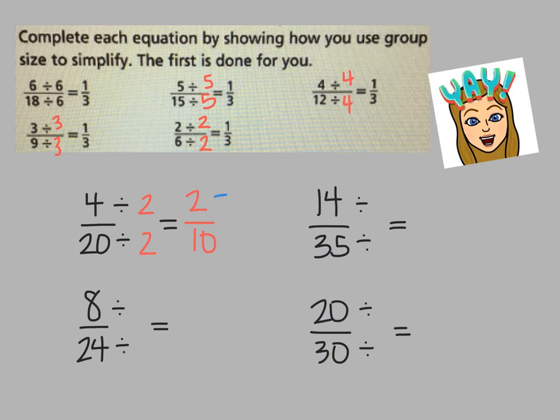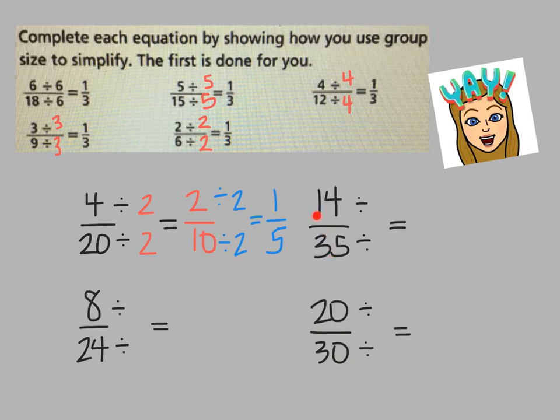So 2 divided by 2 and 10 divided by 2. I can simplify again. Now 2 divided by 2 is 1, and 10 divided by 2 is 5. So what that means is 4/20 is equal to 2/10, and it's also equal to 1/5. So now let's try 14 and 35. Now these ones look tricky.